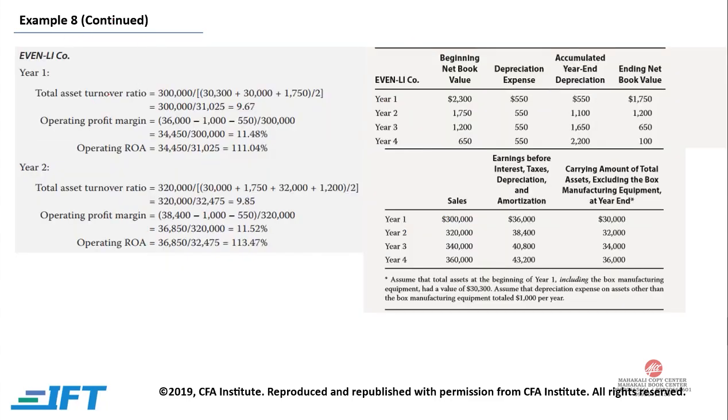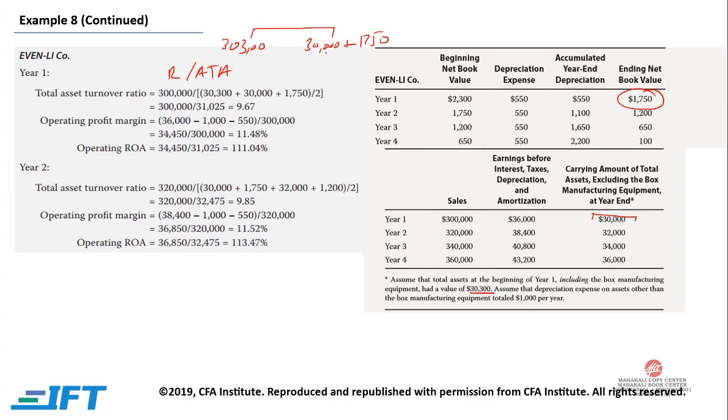Now for the first year, we want to find out total asset turnover. So total asset turnover is revenue divided by average total assets. Now we need to understand that initially your total assets were 30,300. It is stated over here. And at the end of the first year, your assets would be, so we have 30,000 carrying amount of total assets excluding box manufacturing, so 30,000 plus 1750.